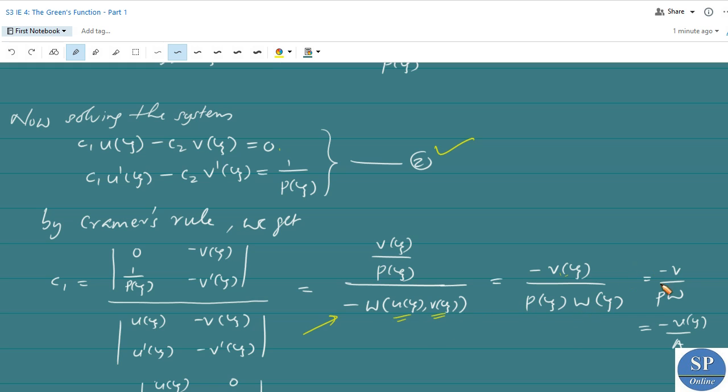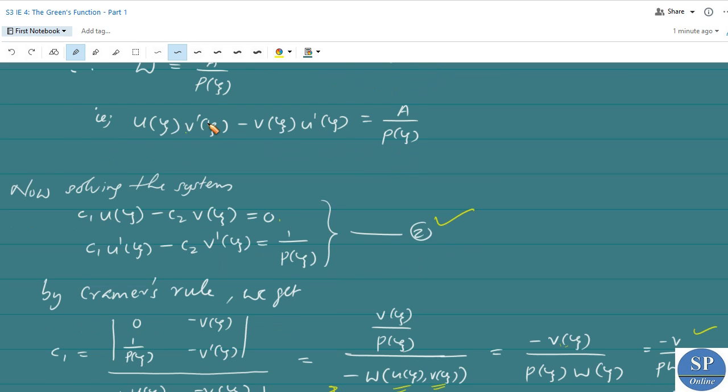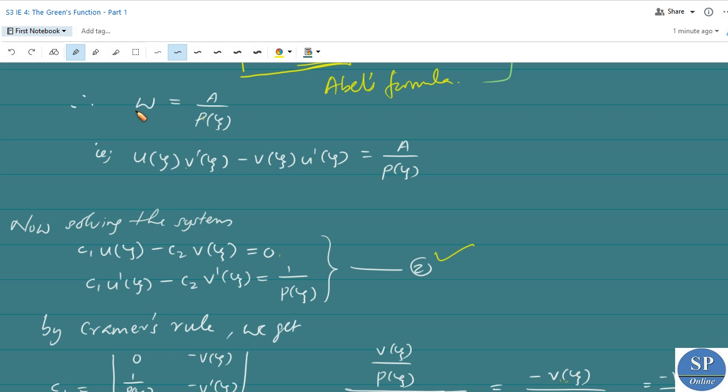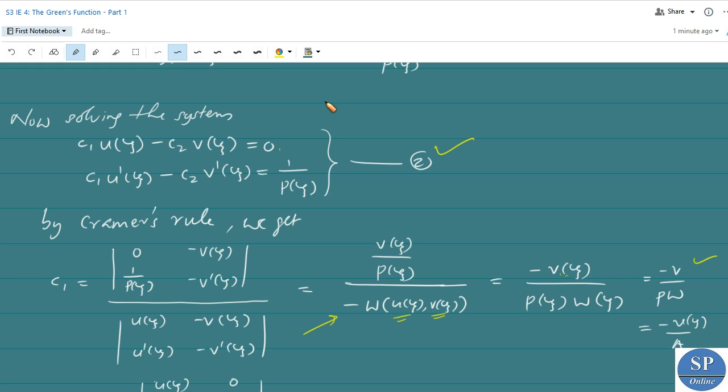Okay, so simply we can write this as minus vw divided by pw. Also we obtain that we already know that w equal to a by p of zeta. So p into w is equal to a, so we can replace it. So this is minus v divided by a, where v is a function of zeta, minus v of zeta divided by a, that is c1.